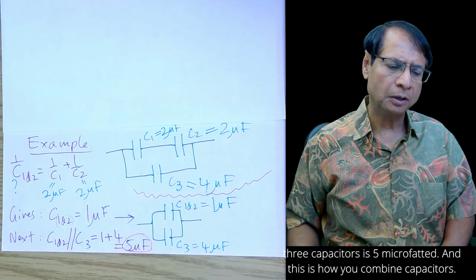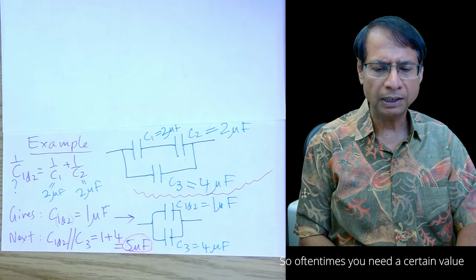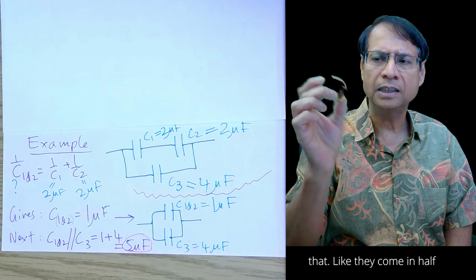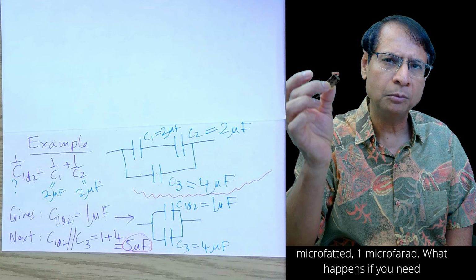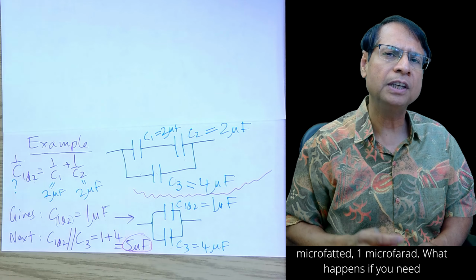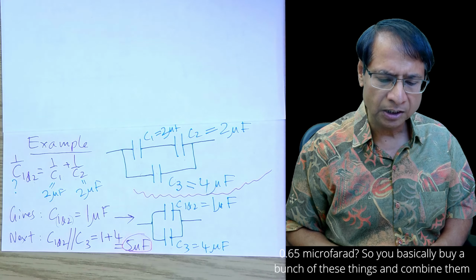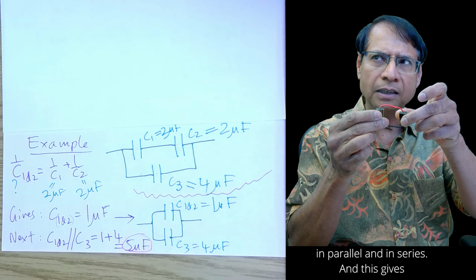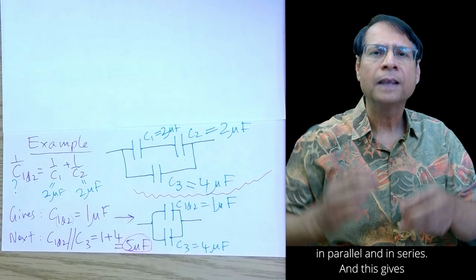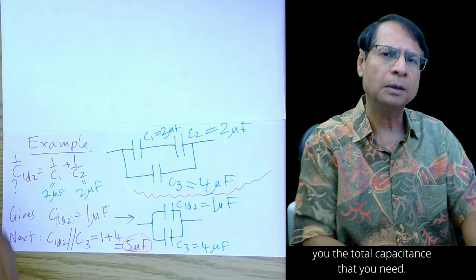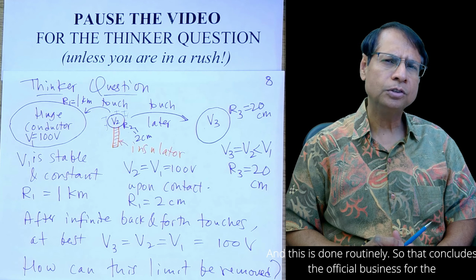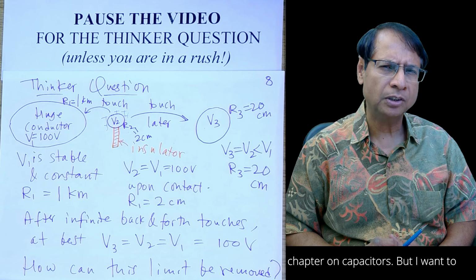And this is how you combine capacitors. So oftentimes you need a certain value of a capacitor. You may not be able to buy that. Like they come in half microfarad, 1 microfarad. What happens if you need 0.65 microfarad? So you basically buy a bunch of these things and combine them in parallel and in series. And this gives you the total capacitance that you need. And this is done routinely. So that concludes the official business for the chapter on capacitor.